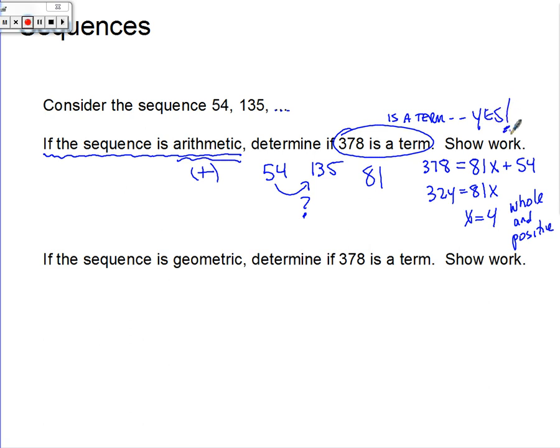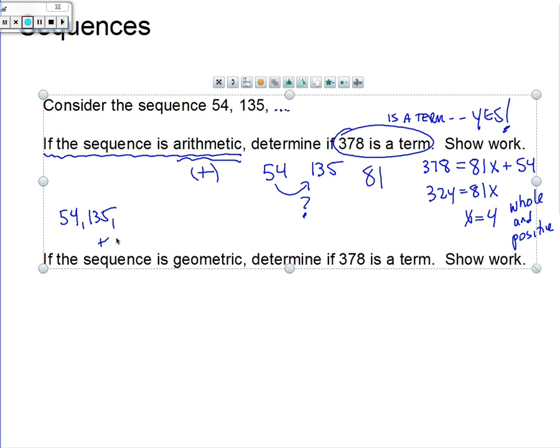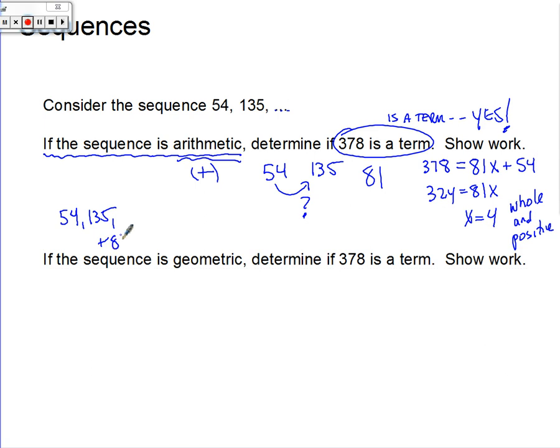Of course, the easier way to do that will be to take 54, 135, and just start adding 81 each time. You just keep adding 81. You get 216, 297, 378. Bingo. Okay? That's the easy way.